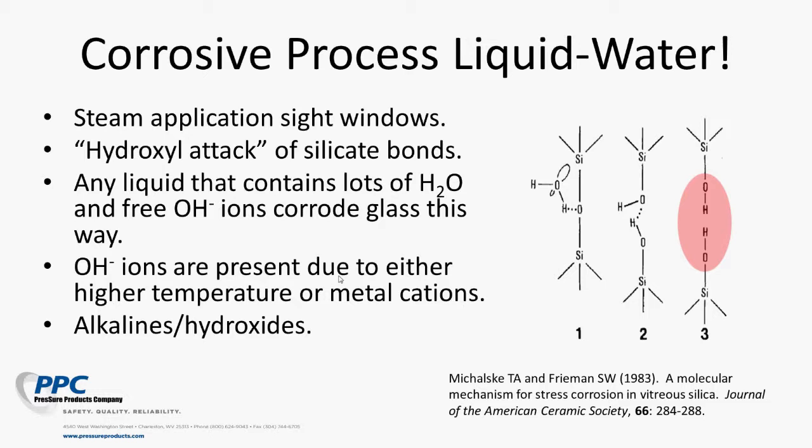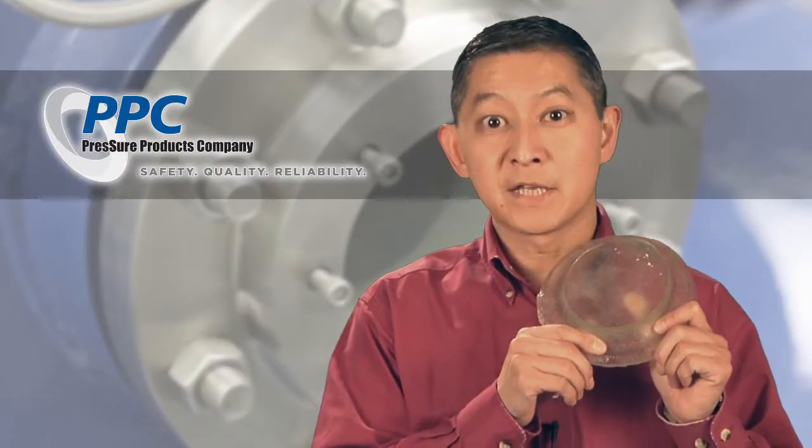If the hydroxides are present in large quantities and are aggressive, then the glass is eaten away in a matter of weeks. Now, that could happen because of higher temperature, presence of other chemical species, or, in particular, alkalines or hydroxides that have lots and lots of these hydroxyl anions in their dissociated state. Let me show you a sample that's been eaten away.